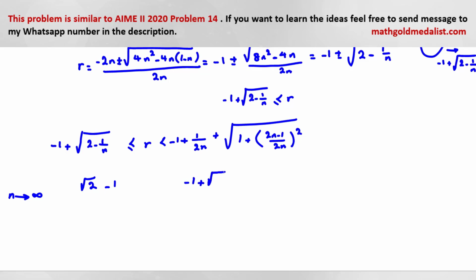Oh, square root of 2. Do you agree? Because when n goes to infinity, it is between two numbers, and the limit of both of them is √2 minus 1. So we can conclude r is what? √2 minus 1. Yeah, so lambda is what? Is 2 plus √2 minus 1, which is 1 plus √2, right?